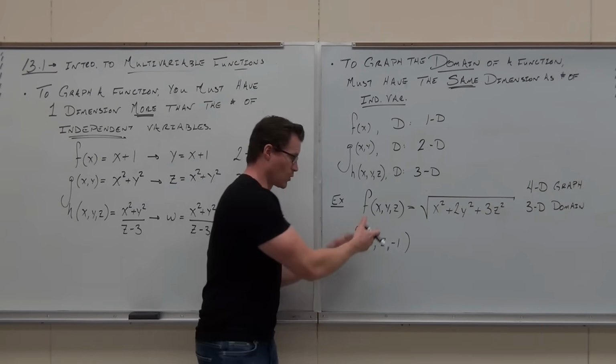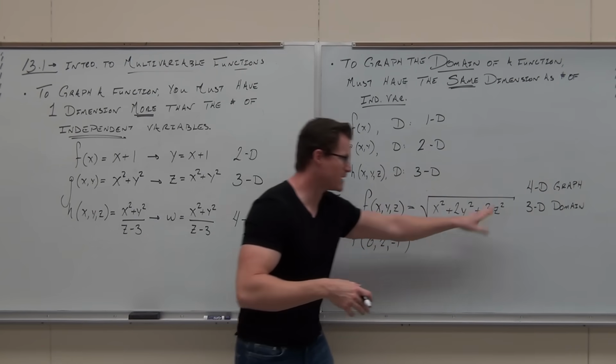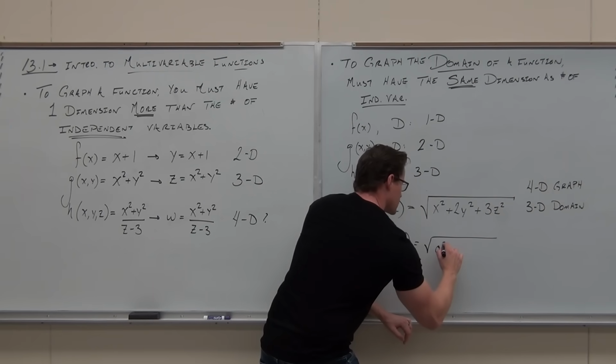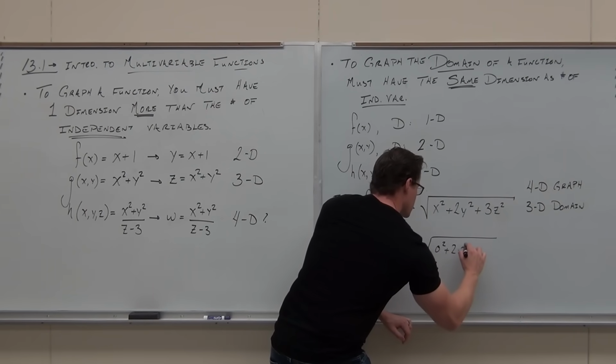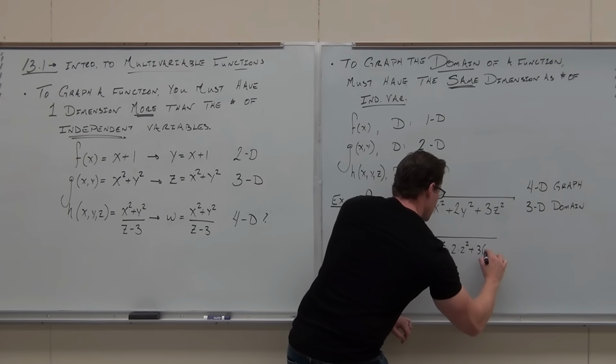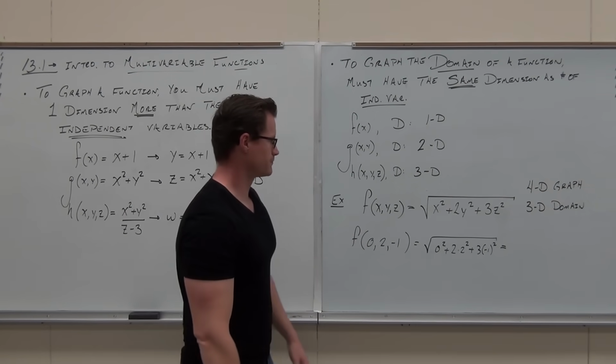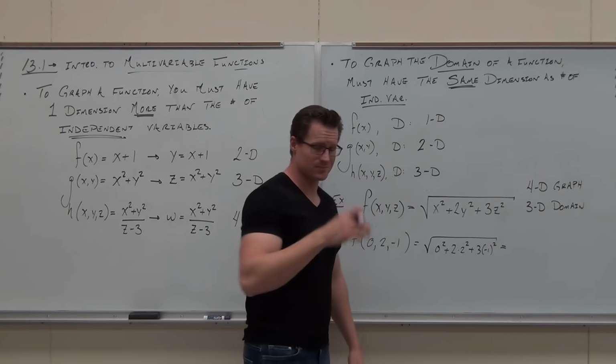Notice how the ordered triple has to be in 3D. That's why the domain is 3D. If we plug that in, we get, well, let's see, 0 squared plus 2 times 0 squared plus 3 times -1 squared equals 11, square root of 11.